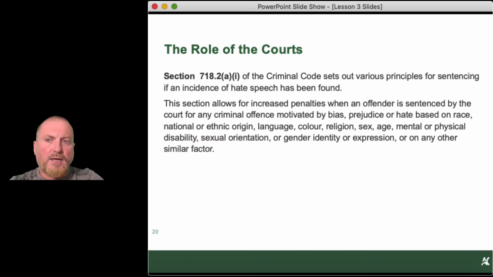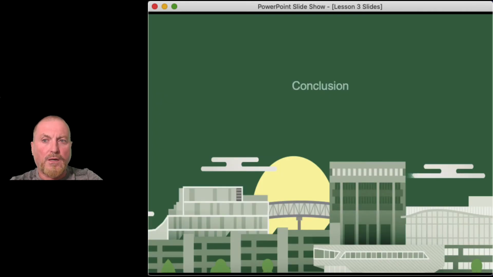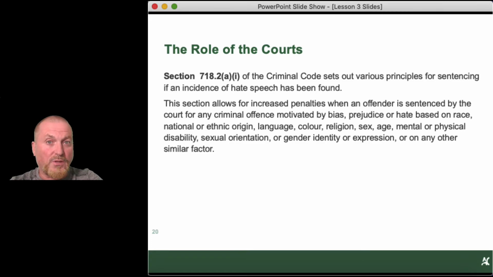Okay, section 718.2(a)(i) of the Criminal Code sets out various principles for sentencing if an incident of hate speech has been found. This section allows for increased penalties when an offender is sentenced by the court for any criminal offense motivated by bias, prejudice, or hate based on race, national or ethnic origin, language, color, religion, sex, age, mental or physical disability, sexual orientation, or gender identity or expression, or any other similar factor. So the courts can decide to adopt a penalty that suits the crime, basically.